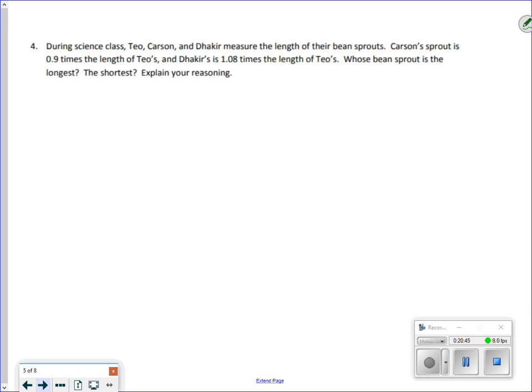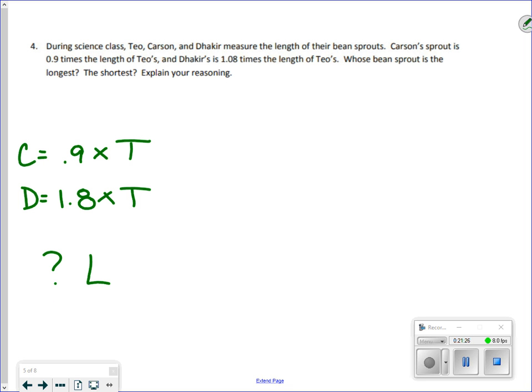During science class, Teo, Carson, and Zakir measure the length of their bean sprouts. Carson's sprout is 9/10 times the length of Teo's. And Zakir's is 1 8/10 times the length of Teo's. Whose bean sprout is the longest? Whose is the shortest? Explain your reasoning.